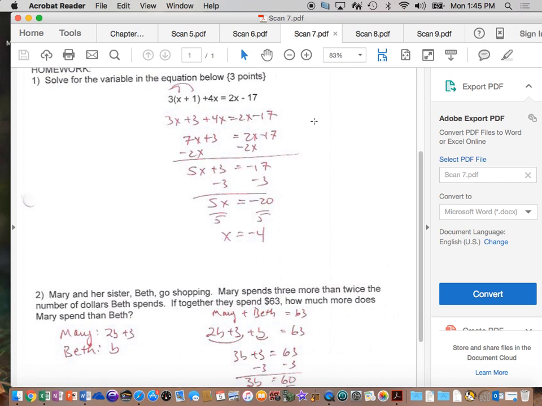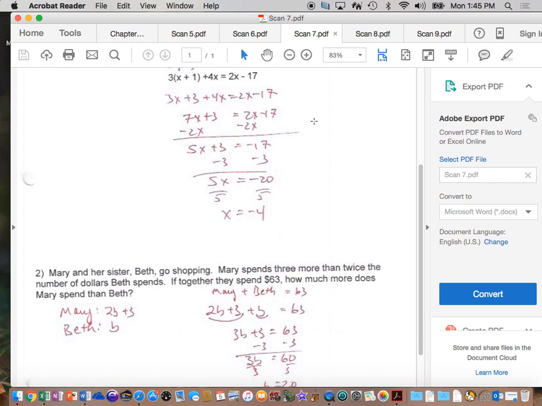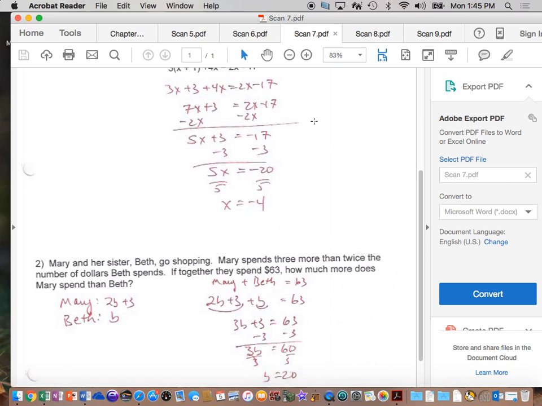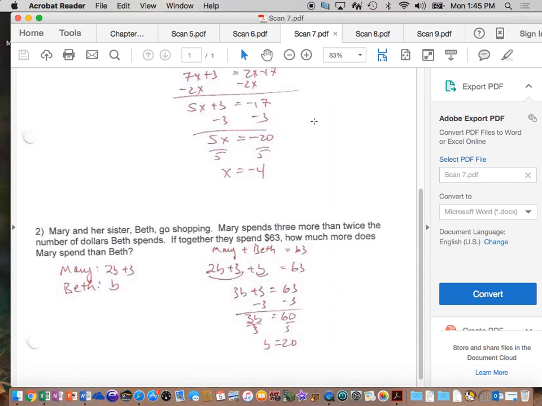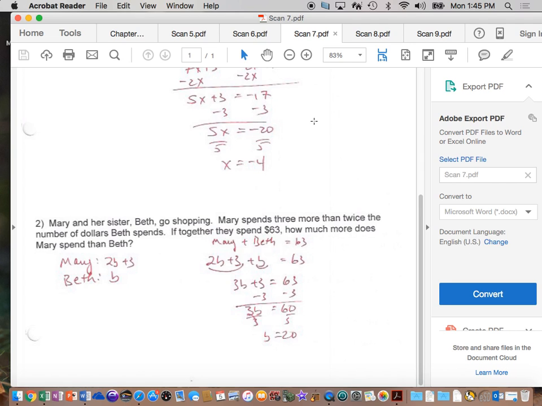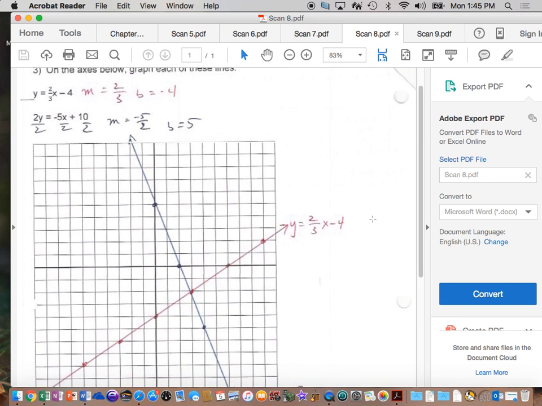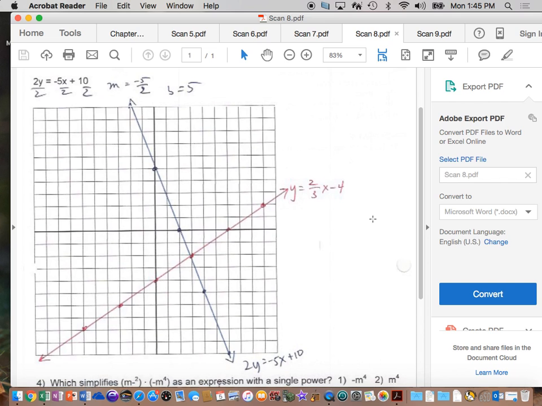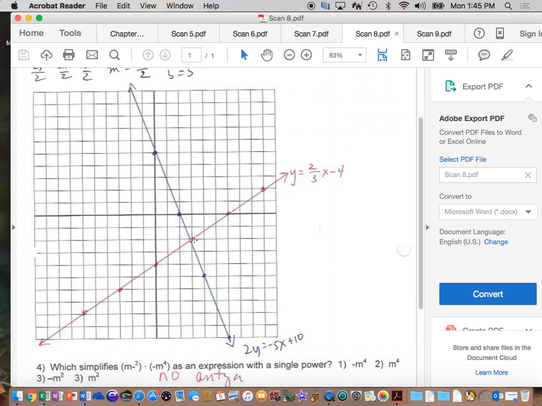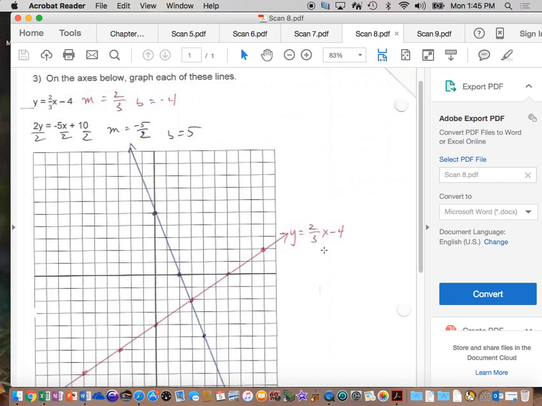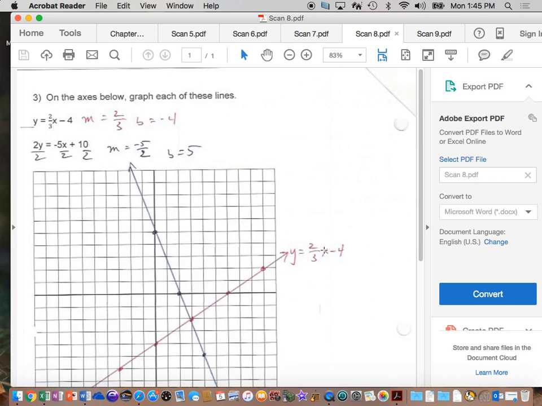Okay, just check your answers here. A lot of this is review. Here are the two lines being graphed at the same time. They cross each other. This is an important question to be able to do, to graph the two at the same time and find the point of intersection. We're going to spend a whole chapter on that pretty soon.